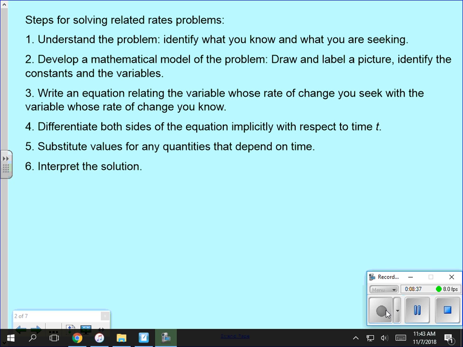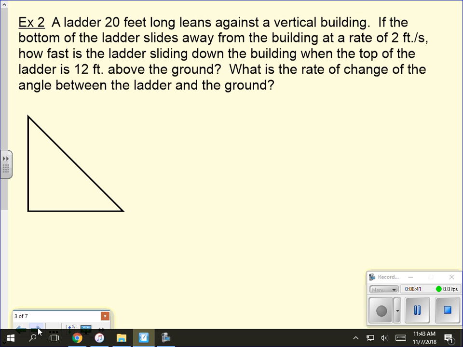Questions? All right, let's get to it. A ladder, ooh, I love ladder problems. Very common problems, ladders.